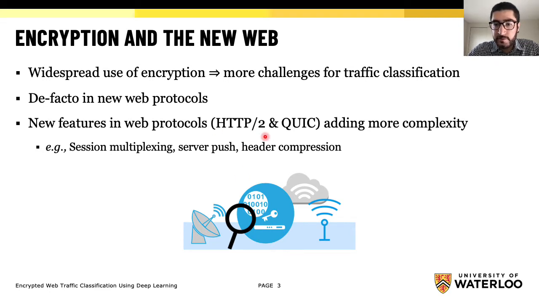They have been around for a few years now, and aside from making TLS encryption a de facto standard and bringing it to the transport layer in the case of QUIC, these protocols introduce new and exciting features as well, such as session multiplexing, header compression, server push, request pipelining, etc., which all add to the challenges and complexities of web traffic classification. It is fairly obvious that encryption is a big deal for traffic classification.